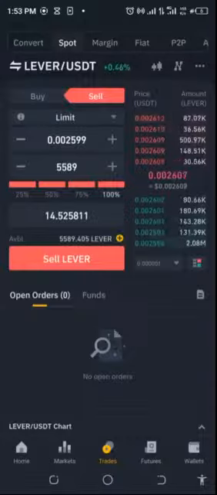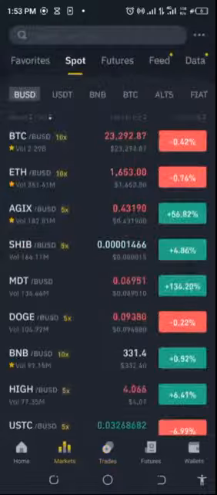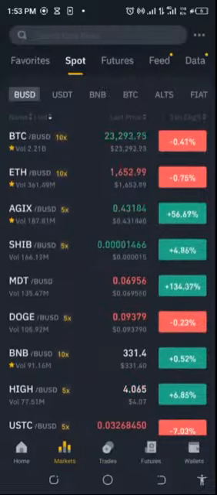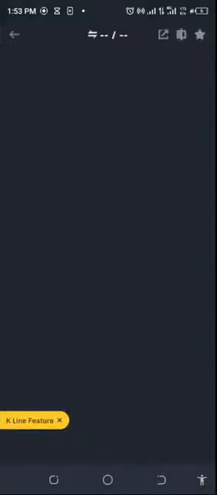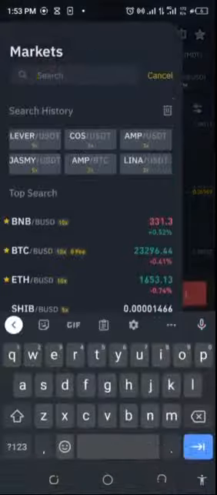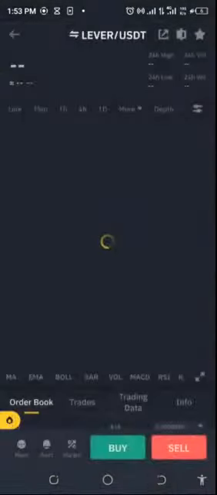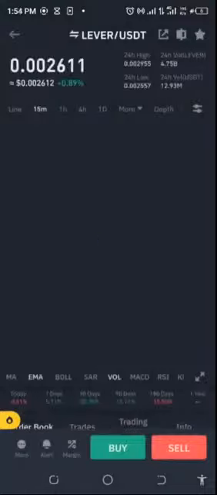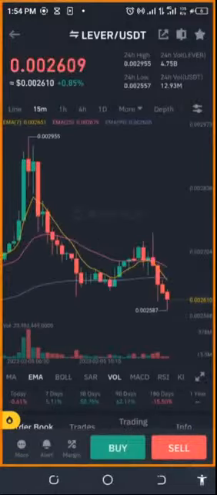But I am not going to sell at this price. I'm going to sell at a higher price than what we have here. Okay, so I'm going to take that price. Don't forget, let's go back to the all-time high, and then choose something slightly lower than that. So let's just click on this and go back to the all-time high of lever USDT. Okay, so I'm just going to click on that.